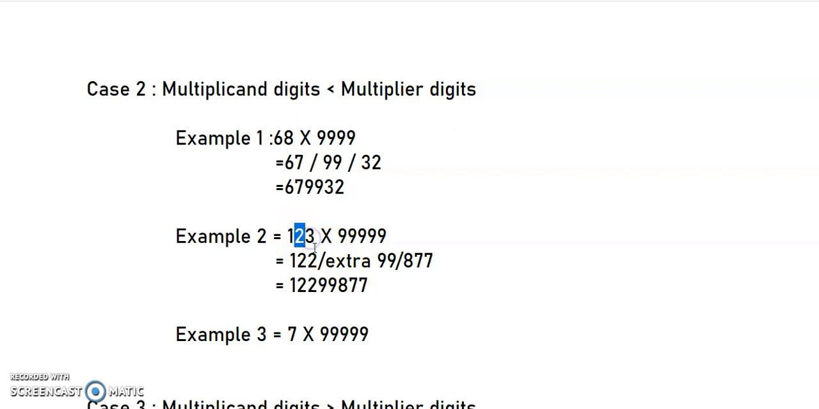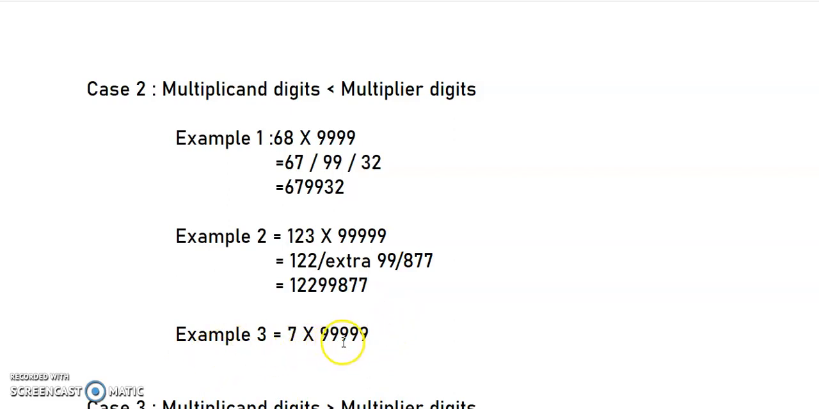123 minus 1 is 122. Here 3 digits are there, so the extra after 3 digits is 2 nines. So I am writing 2 nines. Then the complement of 123 is 877. Why? Because the last digit we subtract from 10, and the previous digits from 9. 9 minus 1 is 8, 9 minus 2 is 7, and 10 minus 3 is 7. So the answer is 122999877.